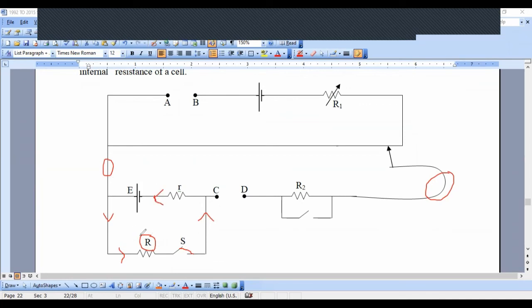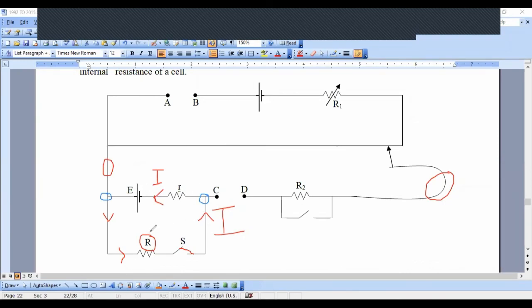If we use a larger value for R, this current will be smaller. Once this current I is smaller, the potential difference between this point and this point will be, not smaller, sorry, will be approximately equal to capital E. By doing a numerical example, I can explain it. I think we don't have time now, but I wish to explain it by doing a numerical example.